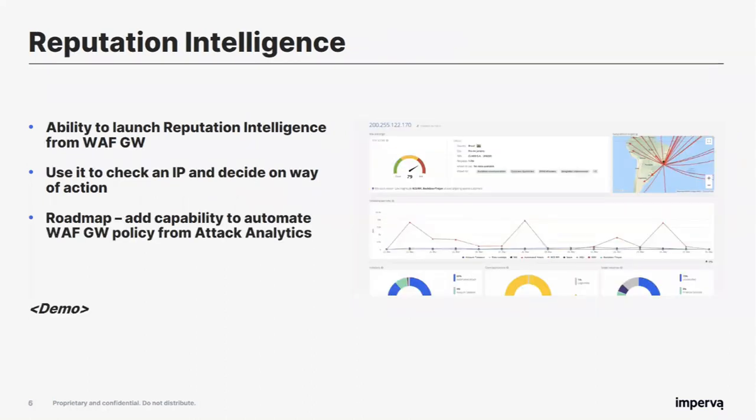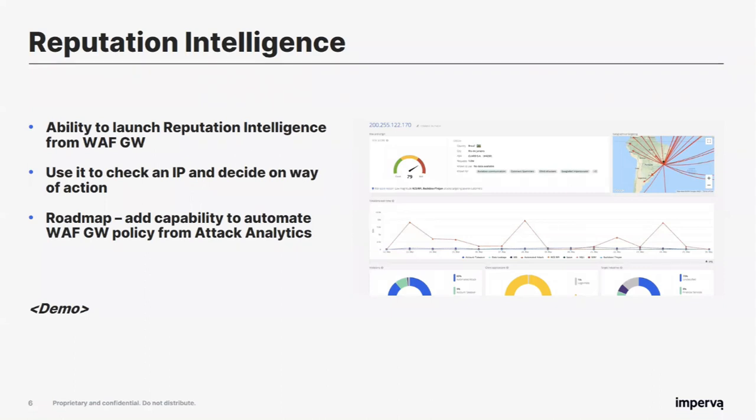Next thing is the reputation intelligence, the ability to launch reputation intelligence from WAF Gateway. In version 14.1, we added the option to initiate IP reputation from WAF Gateway. This means that you can take a suspicious IP, for example, you receive an alert on an IP, and I have a short demo that I will demonstrate. And you can check in IP reputation and receive all of Imperva's insight on it.